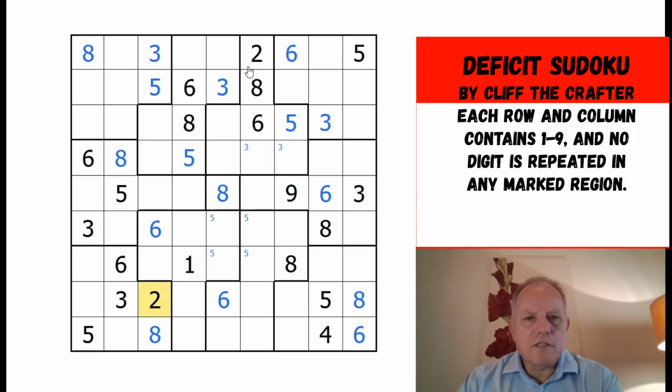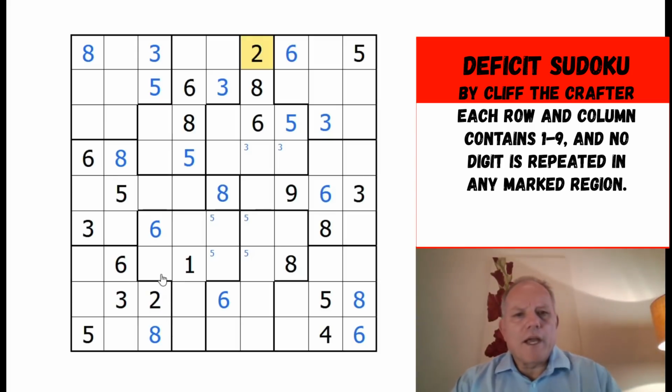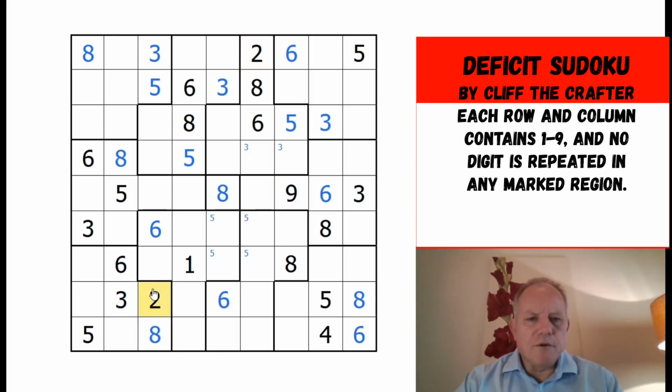Maybe 2s though. There are 2 2s, and I think I got stuck with 3s. So what can we do with the 2s? It's much harder when there are so many fewer. Right, okay, here's something. This 2 is ruling 2s out of these cells.